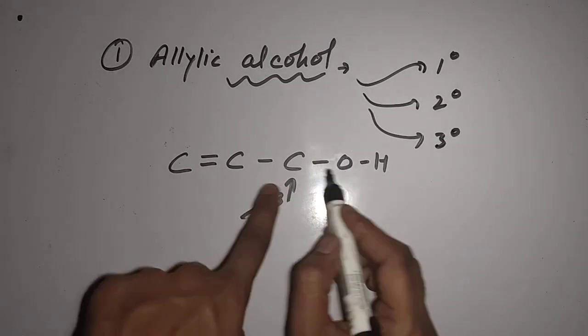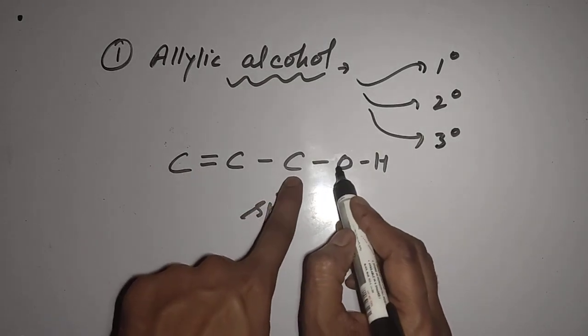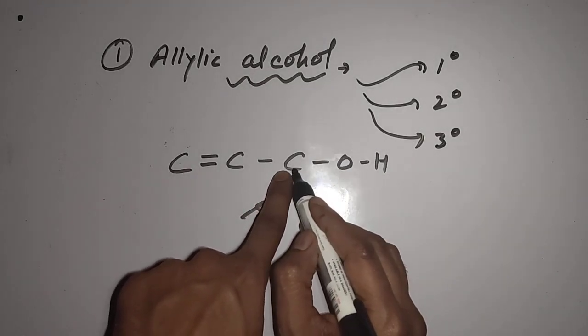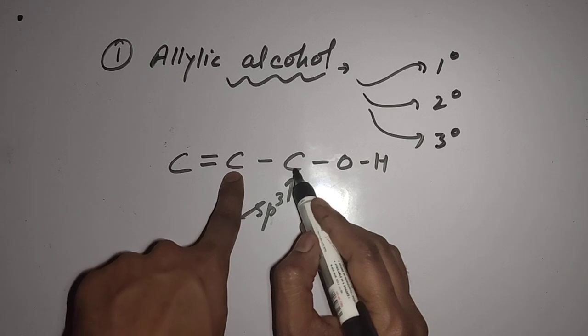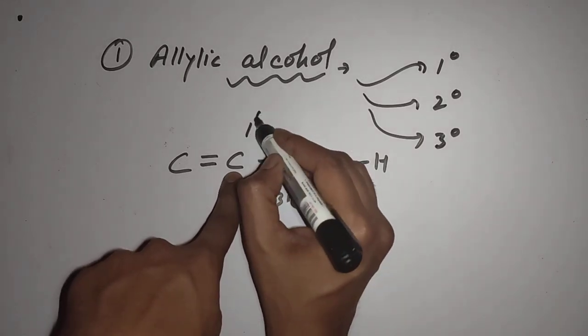How? Check this allylic alcohol. The OH is connected with the carbon which is further connected with 1 carbon. It is 1 degree allylic.